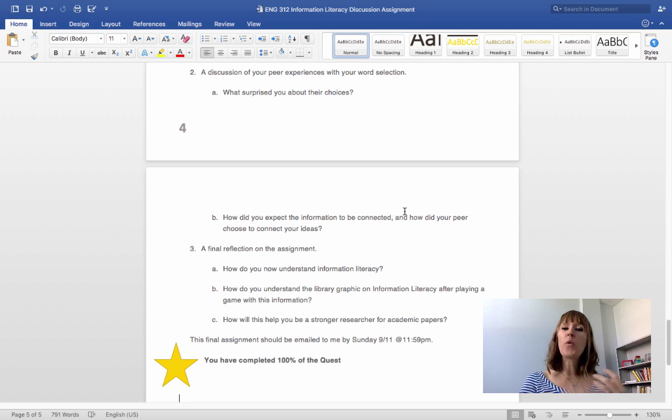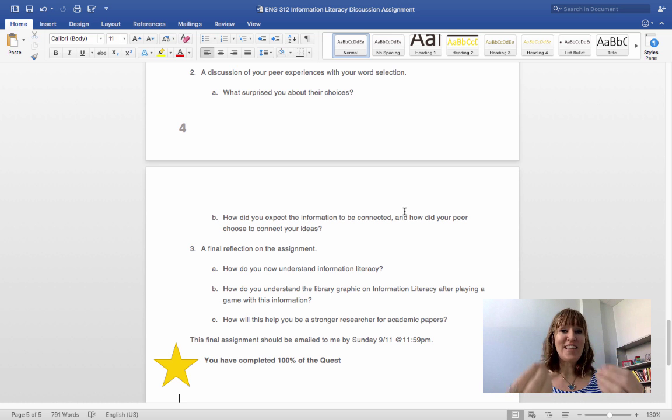Then I'm going to talk about what surprised me about their choices. I put these 2 words out there, so in this case, technical writing and Benedict Cumberbatch, and I have expectations for how you will connect those 2 particular pages. But you might not do it in that way, so whatever you choose to do is going to surprise me, and then I'll reflect on that. How do I understand information in a certain way? How did you understand information in a certain way?